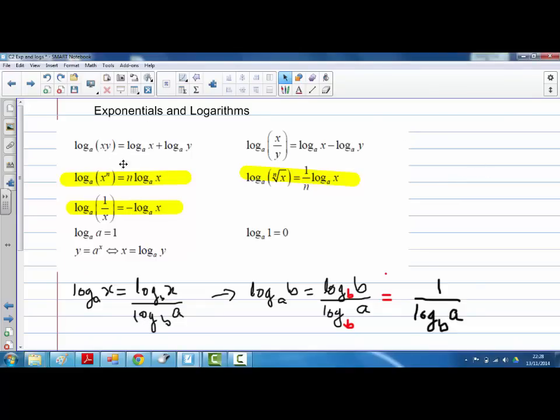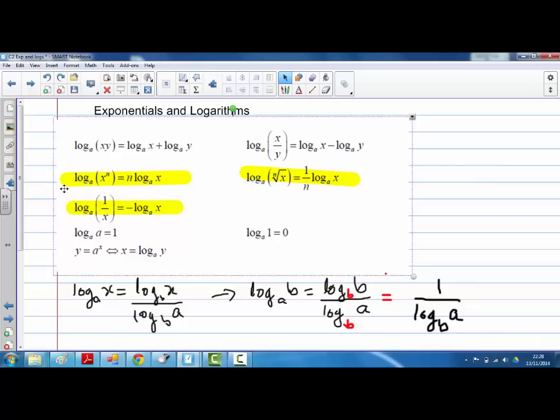First, we've got the multiplication law. So if two variables are multiplied, so you've got x and y, then we can separate them. And then we also have the division law, so you've got x over y, and we can separate them. In between them you've got a minus sign.